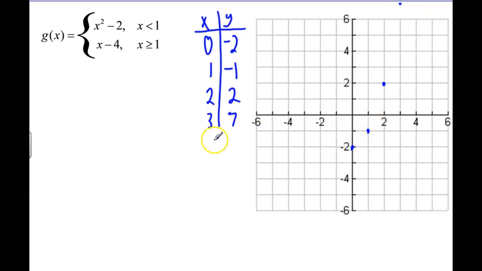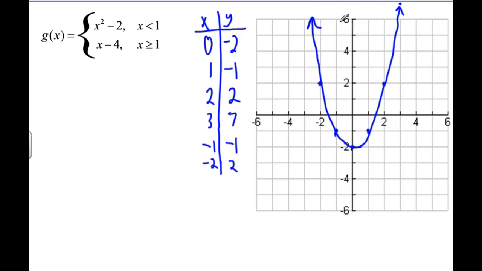Let's plug in maybe a few negative values. How about negative 1? Negative 1 squared is 1. 1 minus 2 is negative 1. So (-1, -1). Plug in negative 2, that's positive 4. 4 minus 2 is 2. So (-2, 2). And if we plugged in another one, it'd be way up there as well. So you can probably see the parabola forming. It looks a little bit like that x squared parabola. Looks something like that, roughly.